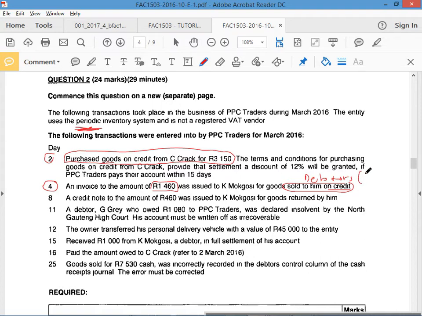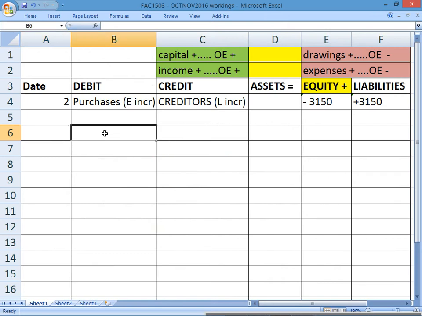Now let's think about our rules. Debtors is what? An asset. What's happening to the asset? It's increasing because I have a debtor. I didn't have one before. There's your one amount. Where do assets increase? On the debit side. Just look at your rules. So what do I write down? Debtors, asset increase. That's just thought process, for number four.